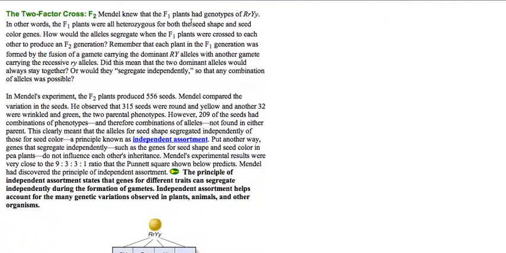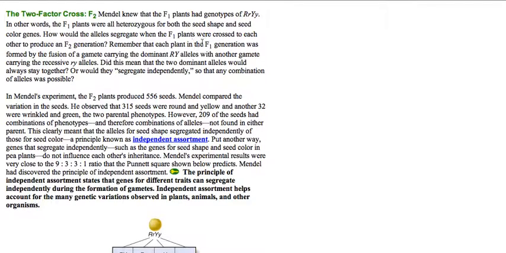Mendel knew that the F1 plants had genotypes of RrYy. In other words, the F1 plants were all heterozygous, for both the seed shape and the seed color genes. How would the alleles segregate when the F1 plants were crossed to each other to produce an F2 generation?